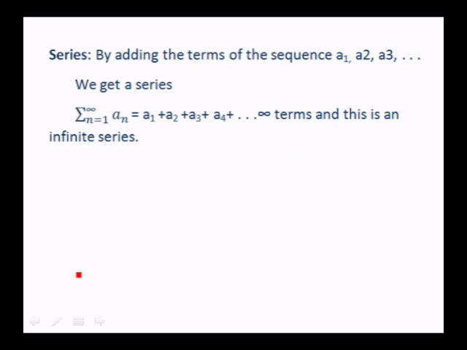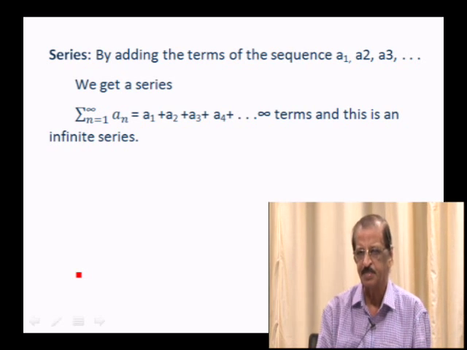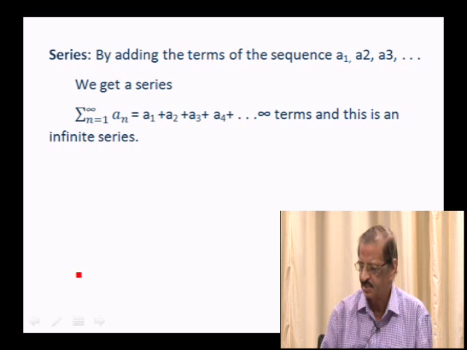Series. From a sequence, you can get a series. By adding the terms of the sequence A1, A2, A3, etc., we get a series. Sigma n equal to 1 to infinity, A1 plus A2 plus A3 plus An, etc., up to infinite terms, and this is an infinite series.